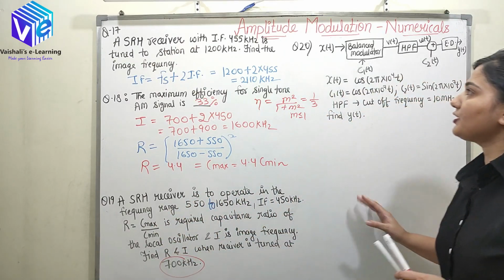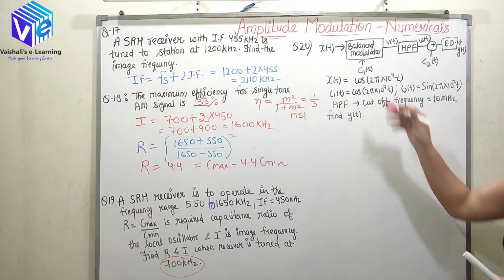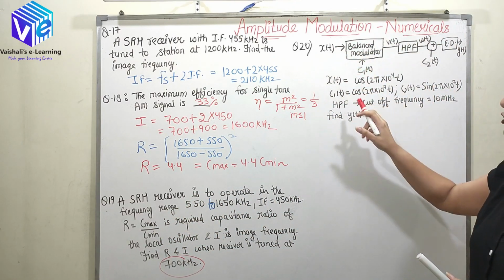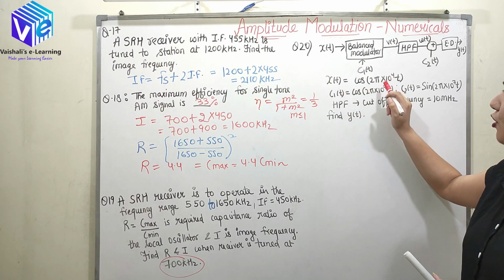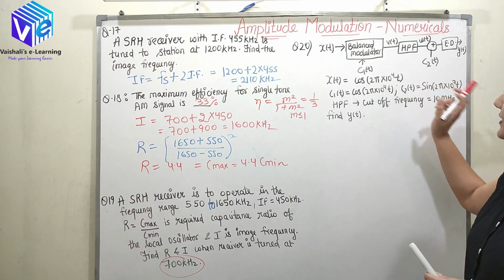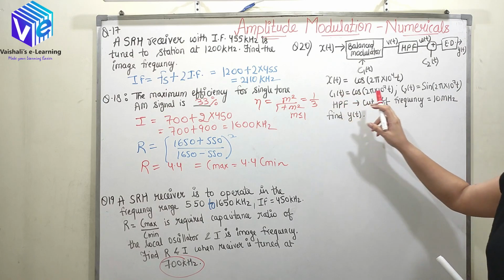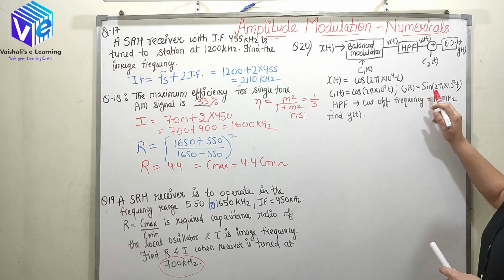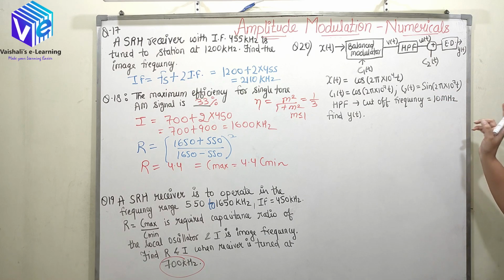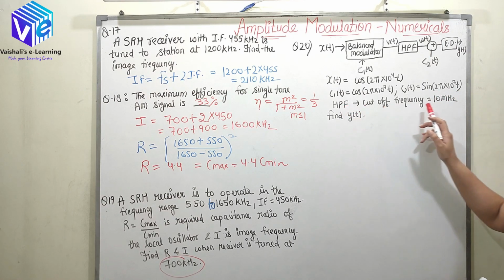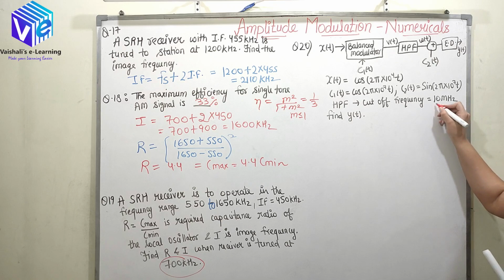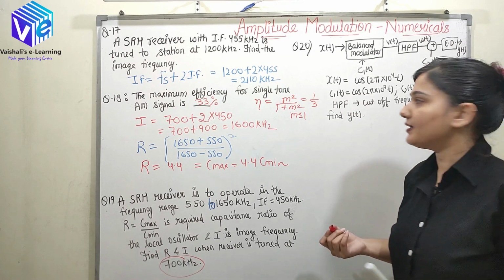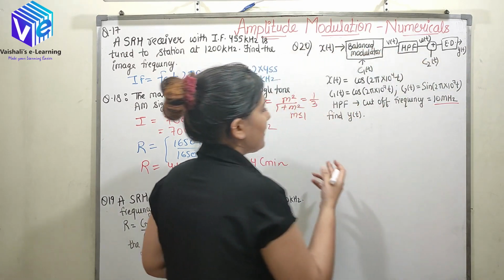So now coming to the next question, it states this is the circuit diagram. So I have x(t) equal to cos 2 pi into 10 raised to power 4 t. C1(t) is cos 2 pi into 10 raised to power 7 t. C2(t) is sin 2 pi into 10 raised to power 7 t, and the high pass filter has the cutoff frequency at 10 megahertz. So now I need to find y(t).